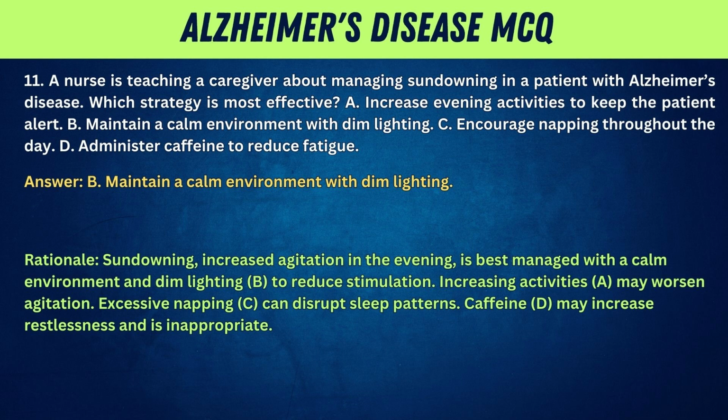Rationale: sundowning, increased agitation in the evening, is best managed with a calm environment and dim lighting, B, to reduce stimulation. Increasing activities, A, may worsen agitation. Excessive napping, C, can disrupt sleep patterns. Caffeine, D, may increase restlessness and is inappropriate.